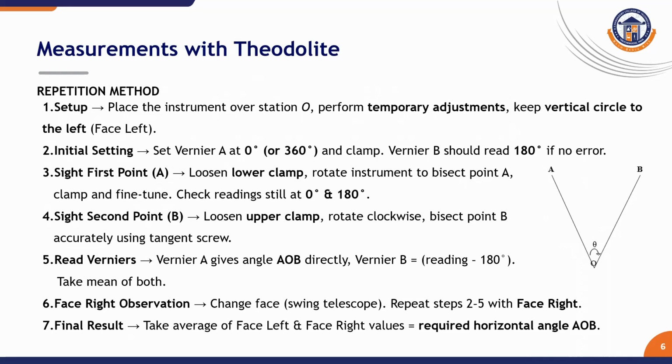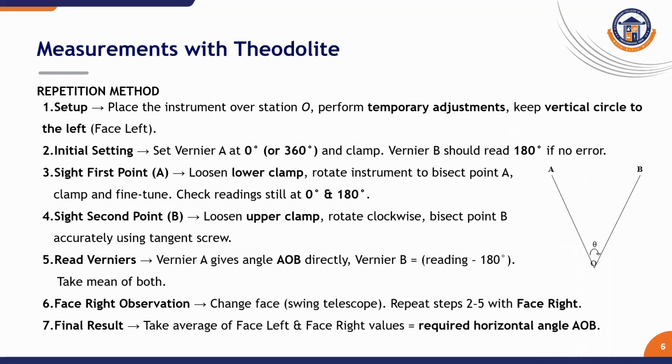Measurement with the theodolite using the repetition method is one of the standard methods for measuring horizontal angles with high precision. The process is meticulous. After setting up and performing temporary adjustments, we work on face left. We sight the first point with the vernier set at 0. We then sight the second point and read the angle.